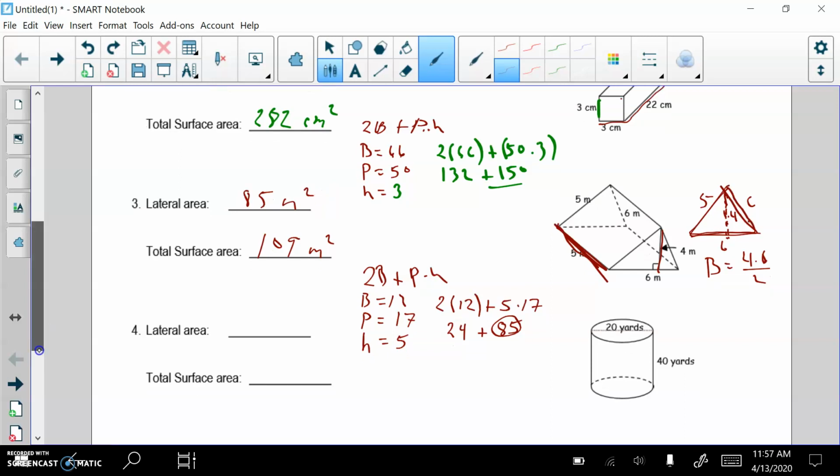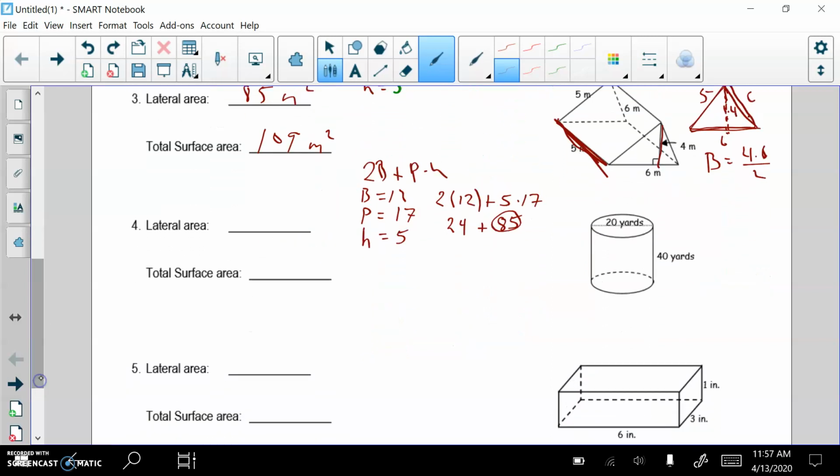Okay, cylinders. Cylinders are super easy. Now, if you remember from the explanation of the equations, I don't need to deal with big B. My equation for a cylinder, because the bases have to be circles, is 2.